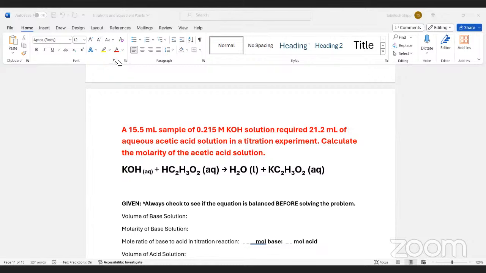In a problem like this, it says a 15.5 milliliter sample of 0.215 molarity KOH solution required 21.2 milliliters of aqueous acetic acid solution in a titration experiment. Calculate the molarity of the acetic acid solution. Now, here's the thing that you guys got to keep in mind. Anytime they give you a problem of this nature, and they say it's in a titration experiment, most of the time, you cannot just simply multiply. Like, you can't use this formula right here.